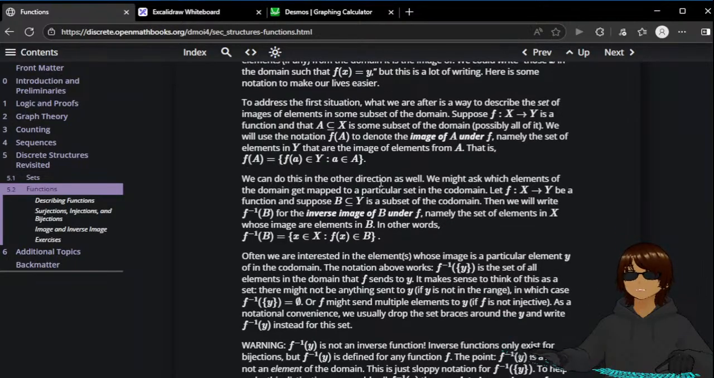We can do this in the other direction as well. We might ask which elements of the domain get mapped to a particular set in the codomain. And then we would write f^-1(B) for the inverse image of B under f, namely the set of elements in X whose images are elements in B.